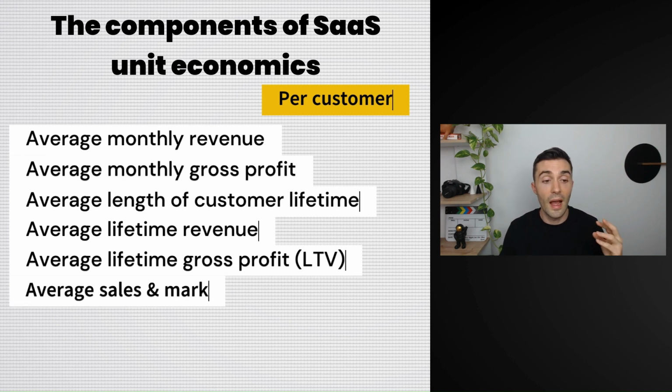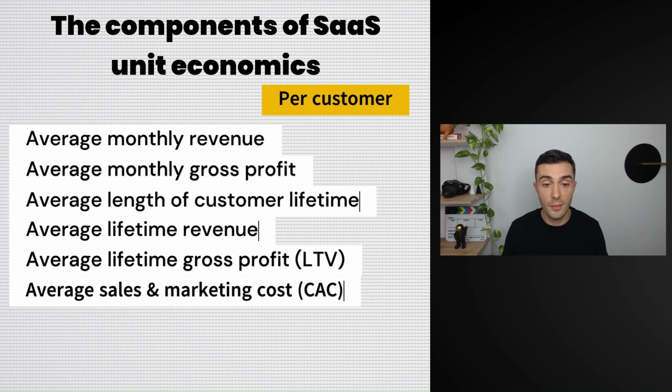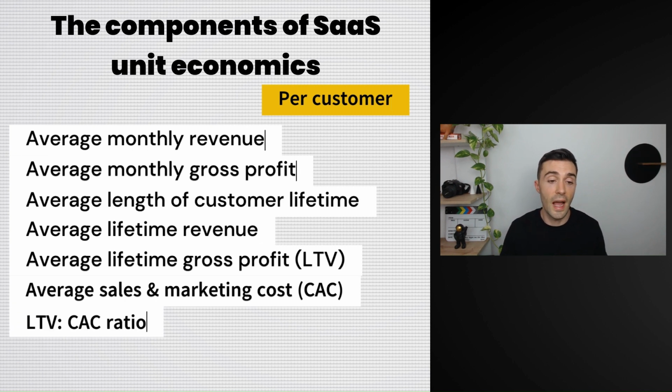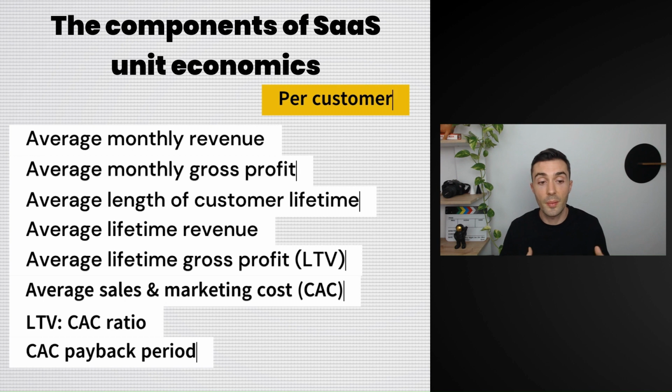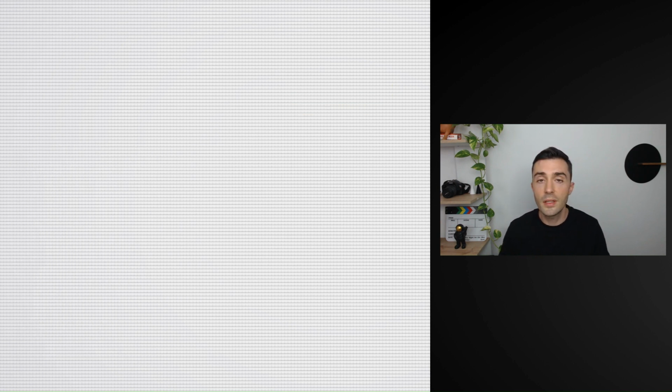Next, you have your average sales and marketing costs that you invest to acquire one new customer. This is also known as your customer acquisition cost or your CAC. Next, you have your LTV to CAC ratio. So this is how many multiples of your CAC do you make back in profit on each individual customer. And then finally, your CAC payback period. So how long does it take to break even on your relationship with one customer? So these are the main important pieces of unit economics for SaaS.